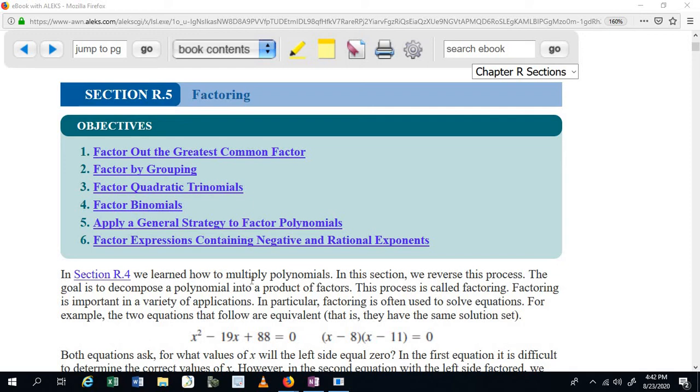Hello again. In this video, I'm going to go over section R5, which is about factoring. There are 6 objectives in this section, and in this video, we're going to focus in on the first objective, which is about factoring out the greatest common factor.